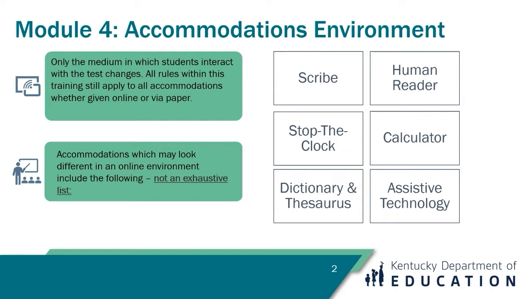Some of the accommodations which may look a little different are scribe, human reader, stop the clock, calculator, dictionary and thesaurus, and assistive technology. This is not an exhaustive list. To know exactly how these accommodations can be provided on a specific test, it is imperative to read the documentation for the test being proctored. For instance, one test may be an online test and a calculator accommodation is provided online. Another test may be an online test as well, but calculators may be offered via handheld calculators. Each test can have different accommodations, but all accommodations provided on any test must adhere to the regulations covered in this training.